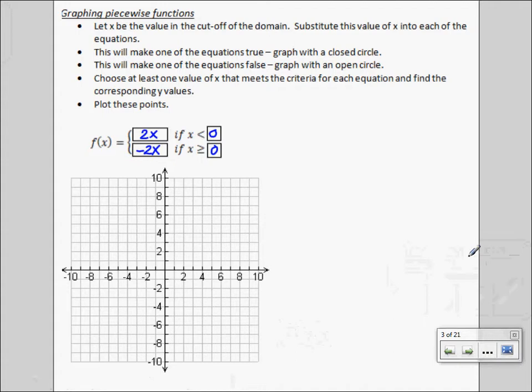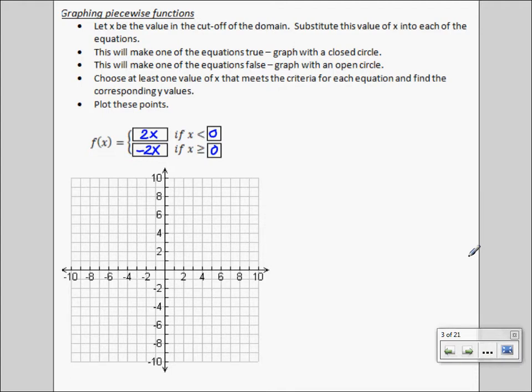Here we have the set of instructions on how to graph these, and they include: let x be the value in the cutoff of the domain, and substitute this value into x of each of the equations. If it makes one of the equations true, graph with a closed circle. If it makes one of the equations false, graph with an open circle. Choose at least one value of x that meets the criteria for each equation and find the corresponding y values.